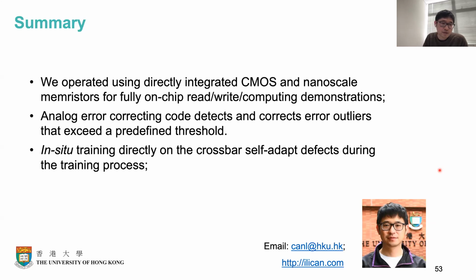We came up with two solutions. The first solution is analog error correcting code, which can detect and correct error outliers using mathematical calculations. The second way of doing that is the intrinsic in-situ training. And the best thing about it is that we can train only the last layer to compensate most of the device defects.